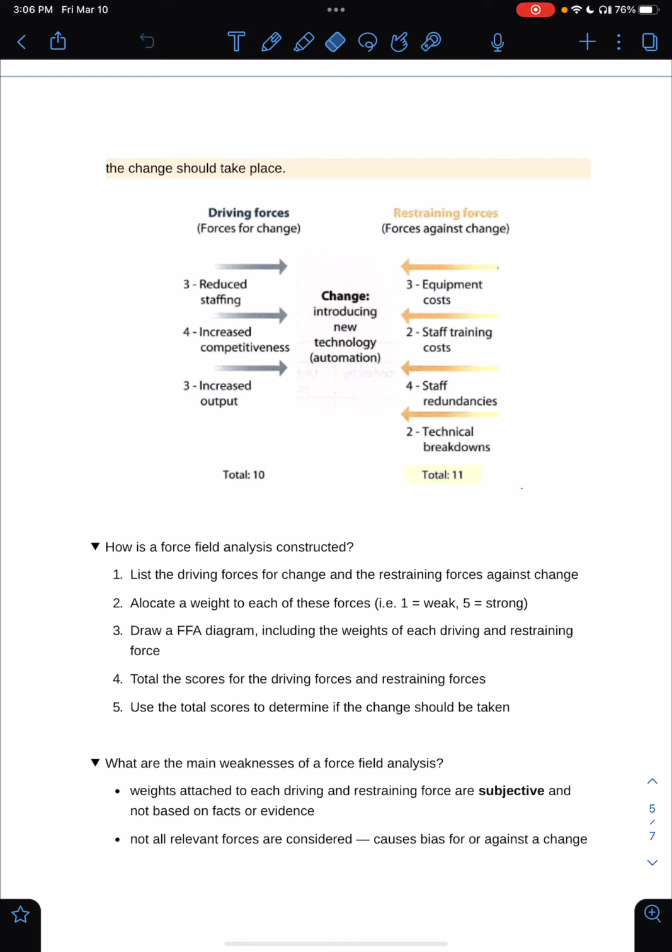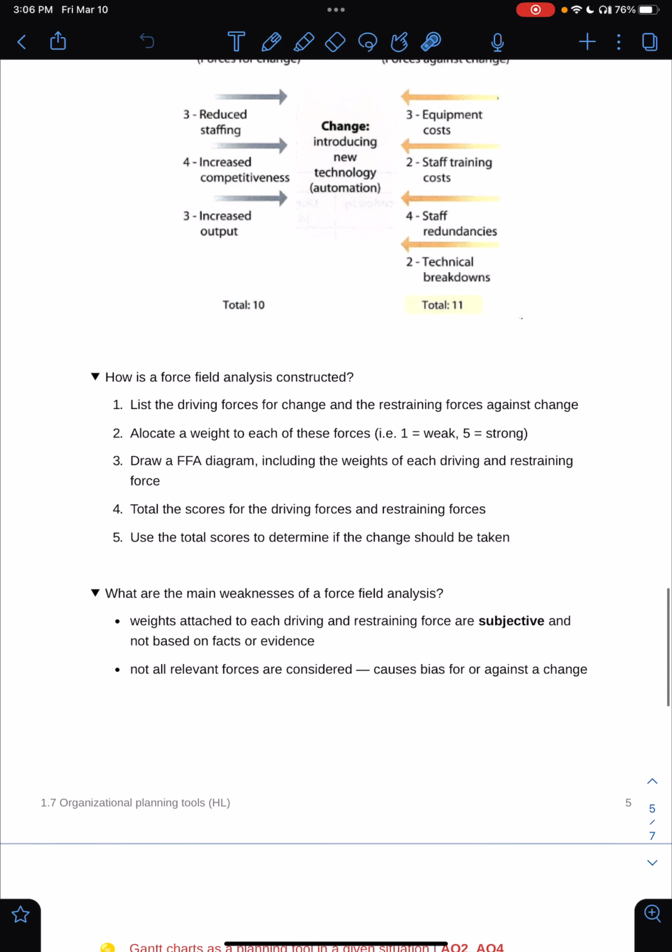And when we total up these weights, we can see that the driving forces for change total up to 10, whereas the weight for the forces against change totals up to 11. And so we might conclude that there are more forces against change than there are forces for change, and thus the company might choose not to introduce new technology into the business.